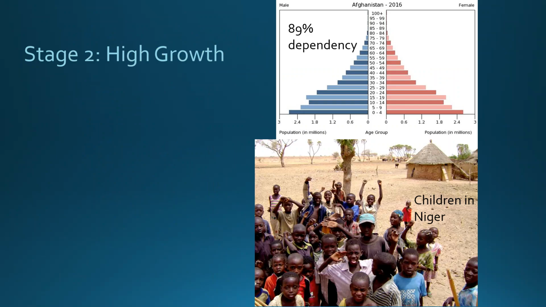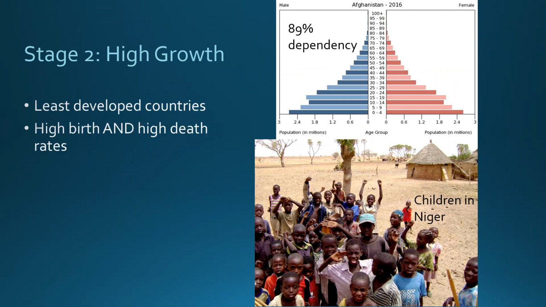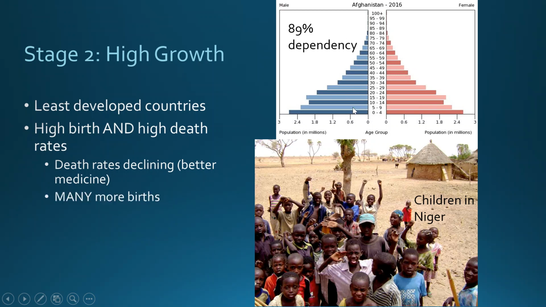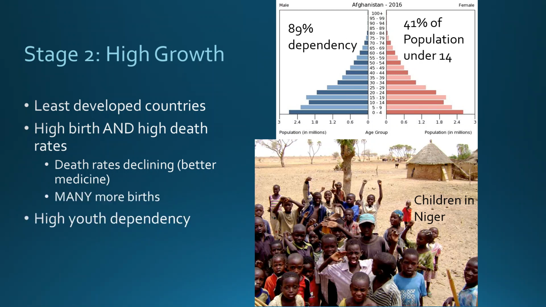Stage 2, we're going to go back to Niger. This happens in our least developed countries, some of our poorest countries. We have a really high birth rate and a really high death rate, but those death rates are declining as we get access to better medicine. So again, we have this high dependency ratio, lots of really young people dependent on, this is Afghanistan, this is children in Niger, but the population structure is similar. Many more births, high youth dependency. So in Afghanistan, 41% of the population is under 14. So this is stage 2, and again, this is the least developed countries in the world.